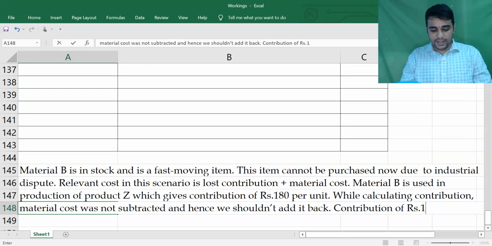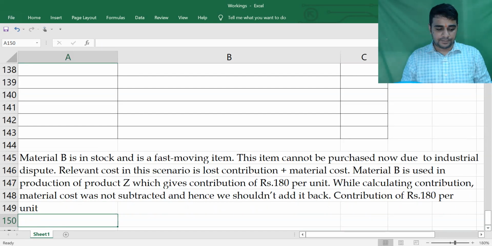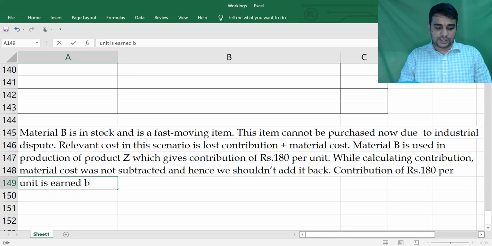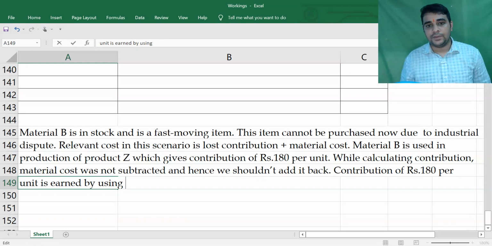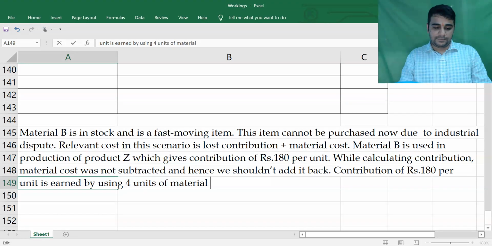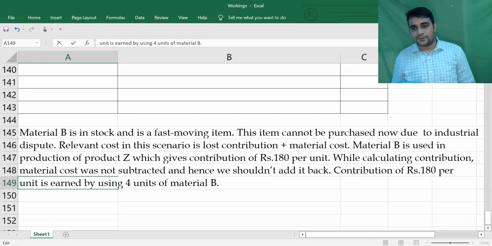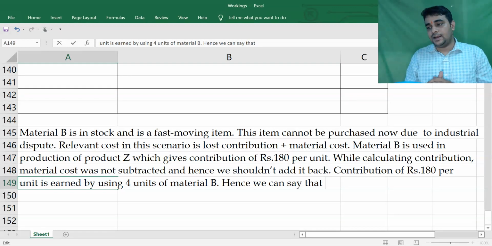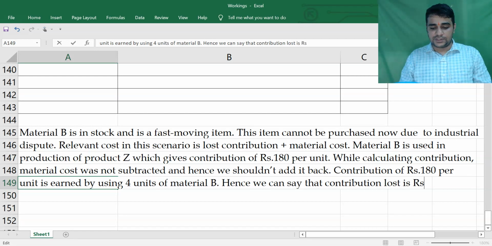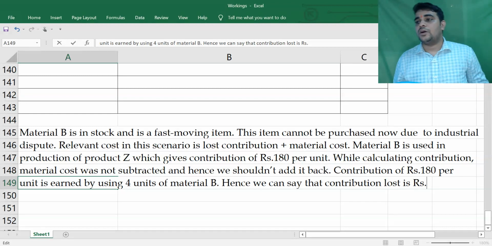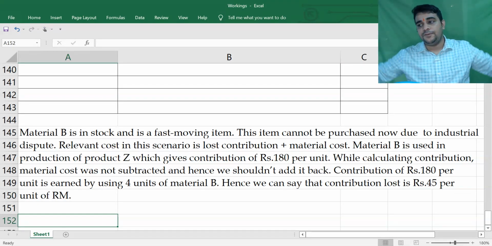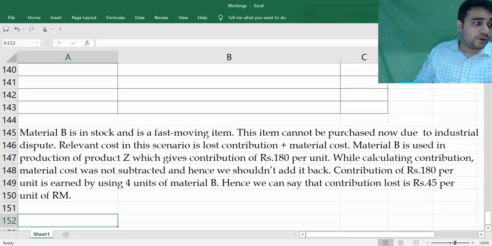Contribution of 180 per unit is earned by using 4 units of material B. Hence we can say that contribution lost is rupees 45 per unit of raw material.